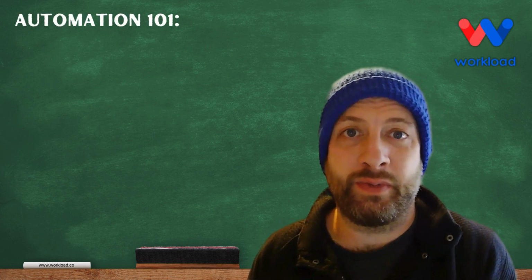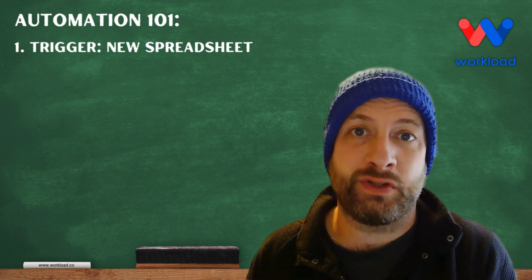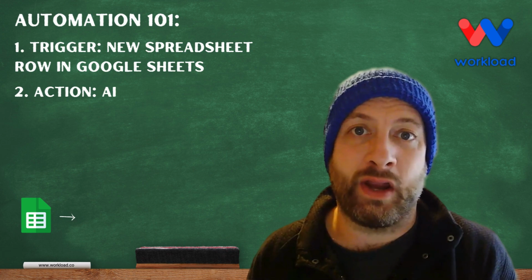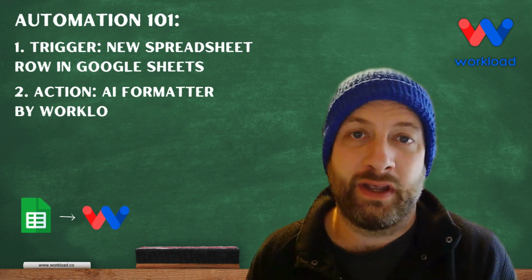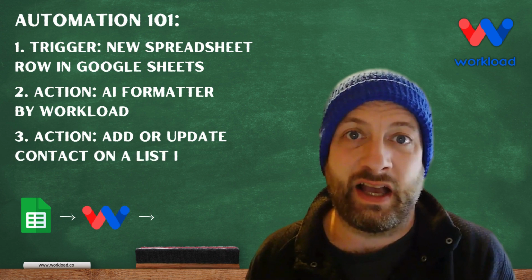In this video, we're going to build a simple workflow, starting with the trigger of adding a new spreadsheet row in Google Sheets. Then we're going to filter those results through our AI formatter by Workload. And finally, we're going to create or update a contact on a list in Mailchimp.